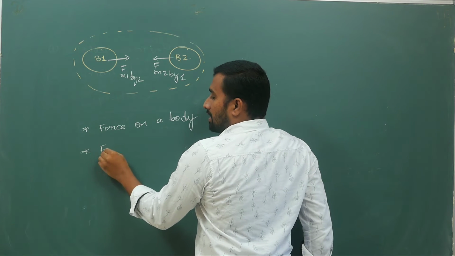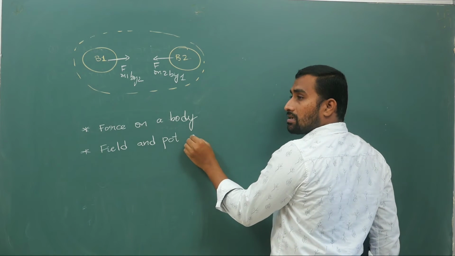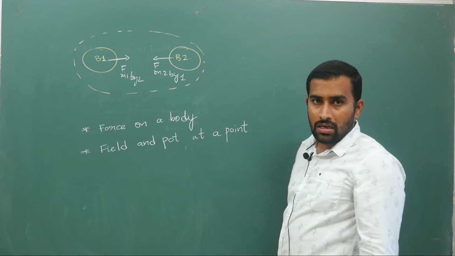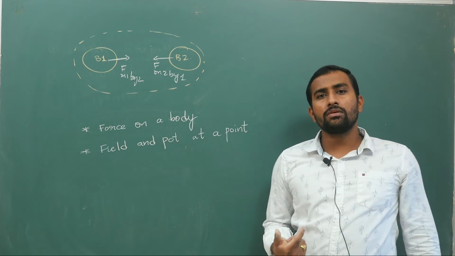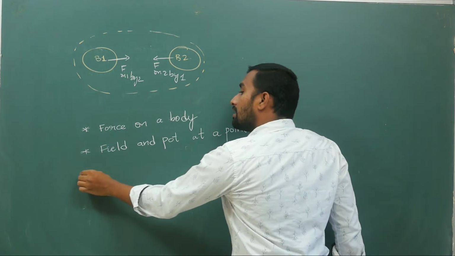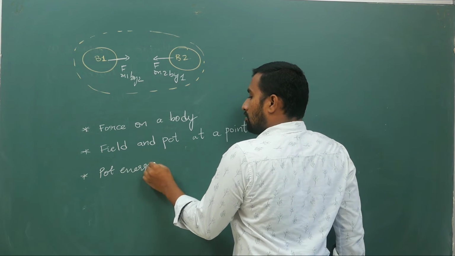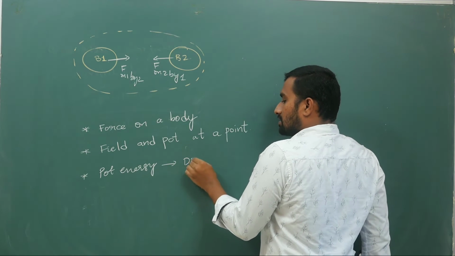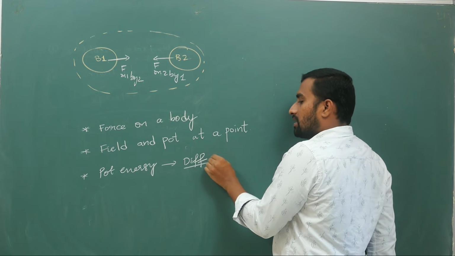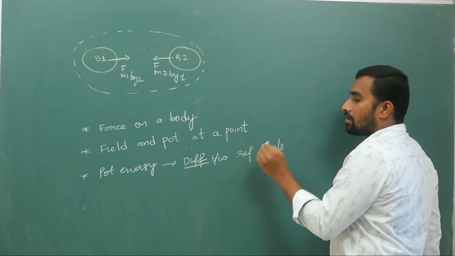Next, field and potentials are defined at a point. You have to stress this. You have to watch the language that I am using very carefully. You have to talk of force on a body, field and potential at a point. Similarly for potential energy, you have to look at difference. We can only actually measure the potential energy difference between points, between reference levels. What are these reference levels? I will talk about it later.